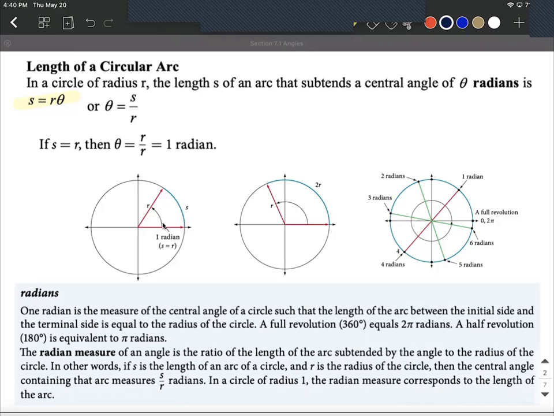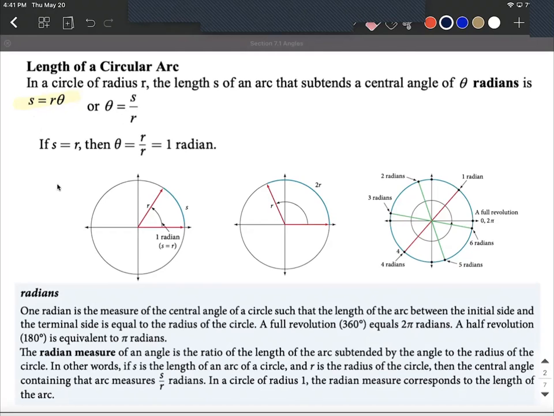With just a little bit of rearranging of our formula, you can see what happens. What they've done here is divide both sides by R to isolate theta on one side by itself. So we get theta equals S divided by R. And it is important in this formula that theta is always going to be in radians. So if you ever plug into this formula, make sure that theta is always in radians.